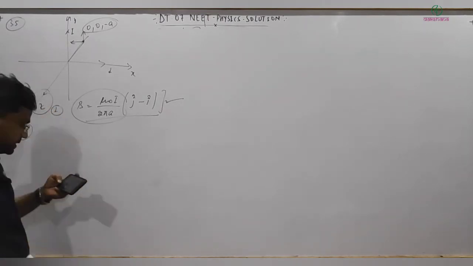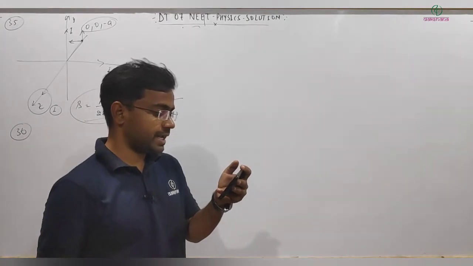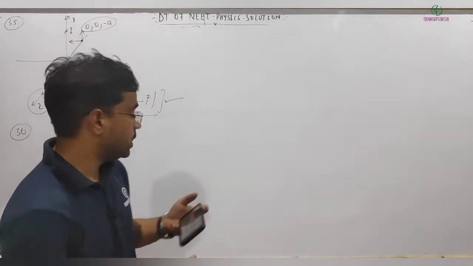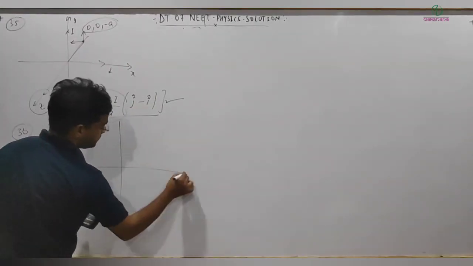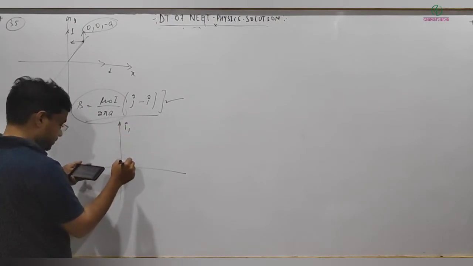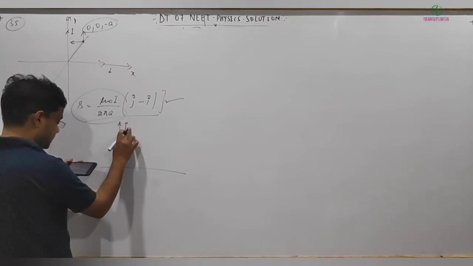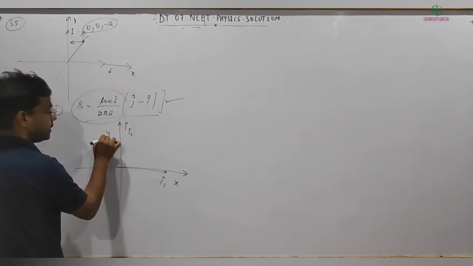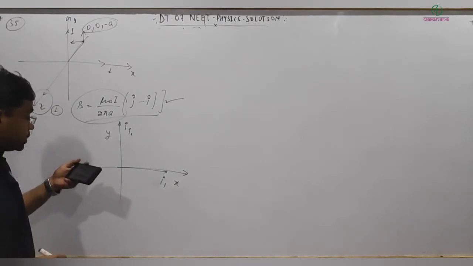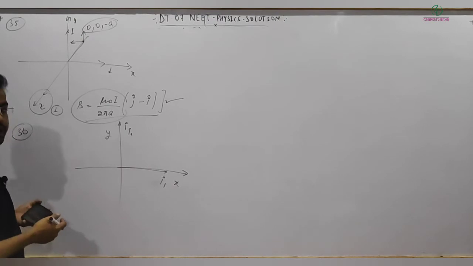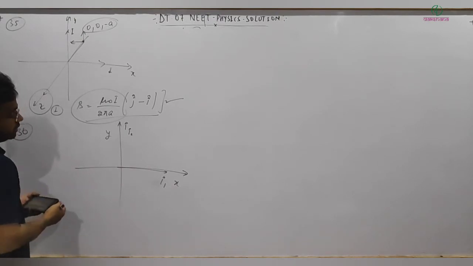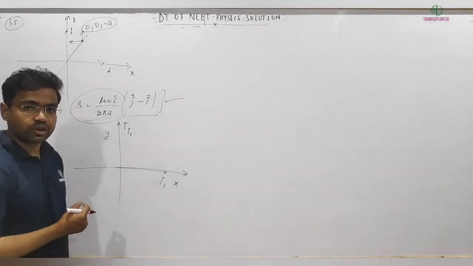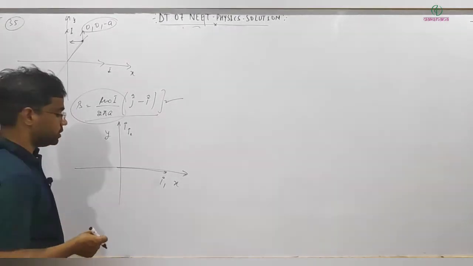Next, question number 36. Two infinite wires carrying currents I1 and I2 are lying along the x and y axes as shown in the figure. So one wire is carrying current I2, and another is carrying current I1, placed along the x and y axes like this. We want the locus of points where B is 0. First we need to check where B can possibly be 0. The magnitudes must be equal and the directions must be opposite because of these two wires.